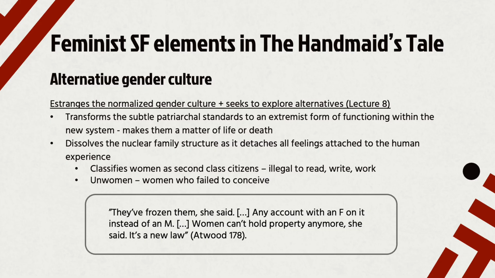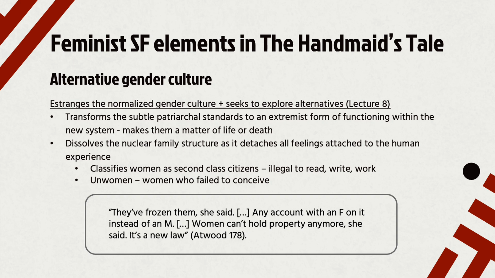Most significantly, she also does this by dissolving the nuclear family structure as it detaches all feelings attached to the human experience. By this I mean that she takes away the child and instead replaces the child with the handmaid. So now the family structure is recognized as commander, which is the masculine figure, the wife, which is the feminine figure or the mother figure, and replaces the child with the handmaid in order to fulfill that.